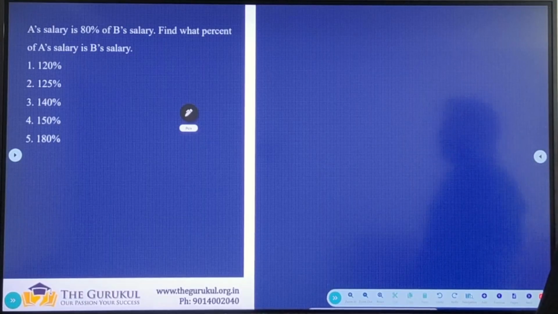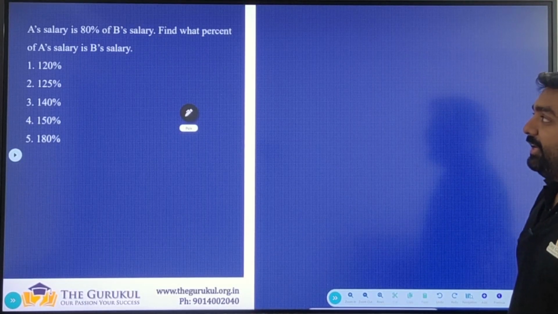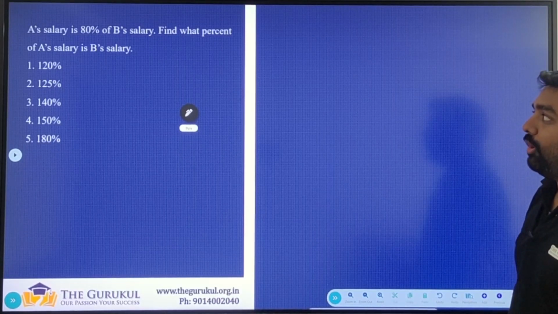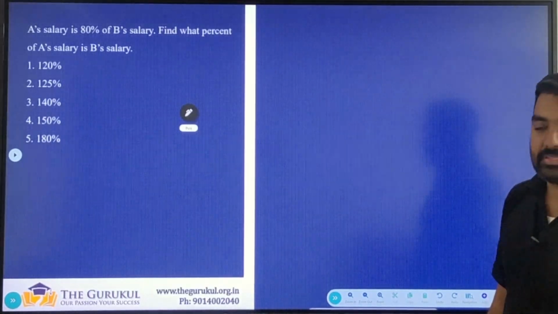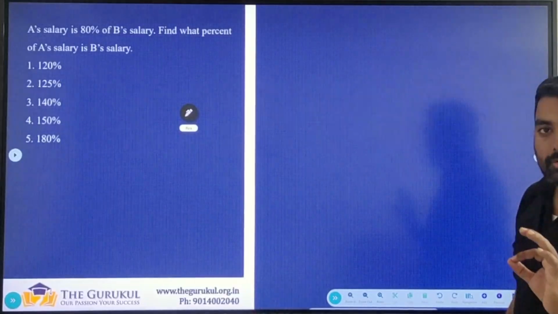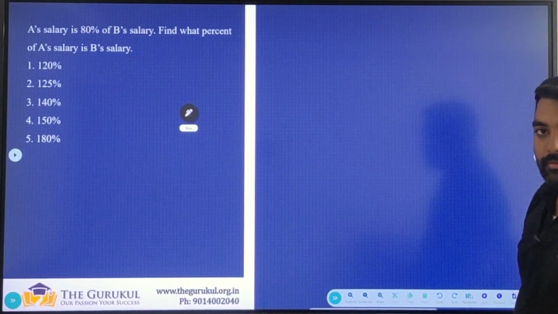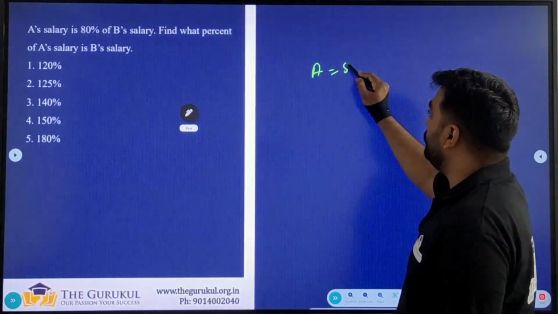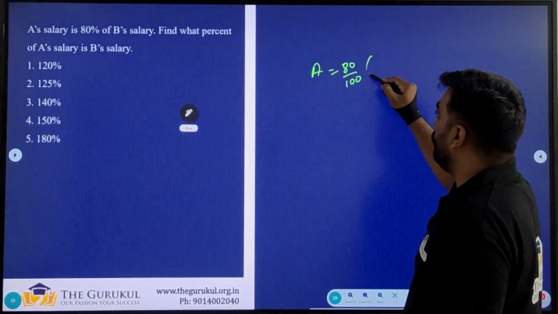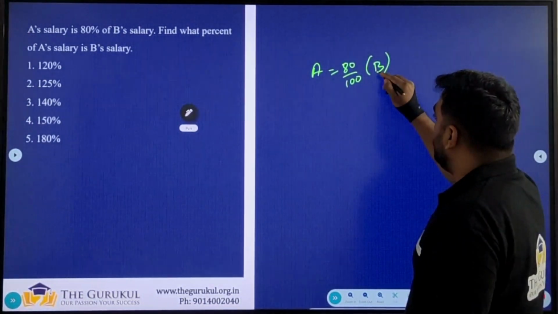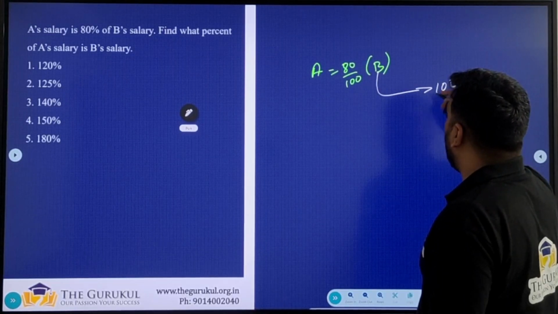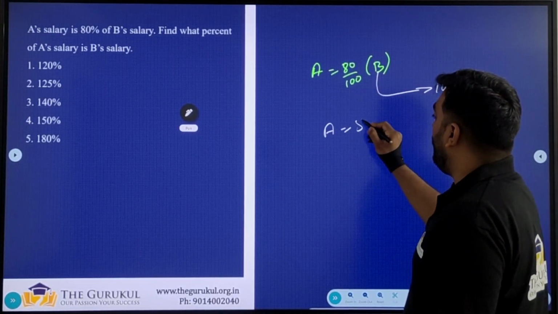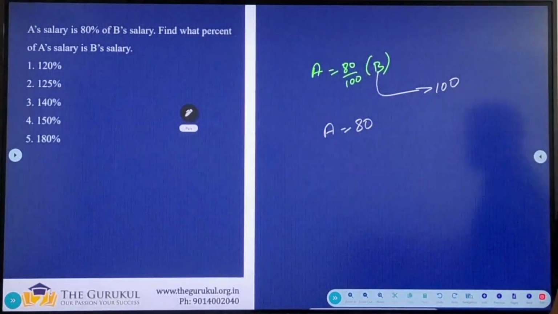Next. A's salary is 80% of B's salary. Find what percentage of A's salary is B's salary. There is no actual value in the question. There is no actual value in the options. Assume whatever you want. A equal to 80% of B. Let us say B value equal to 100 rupees. Then A value is equal to 80.